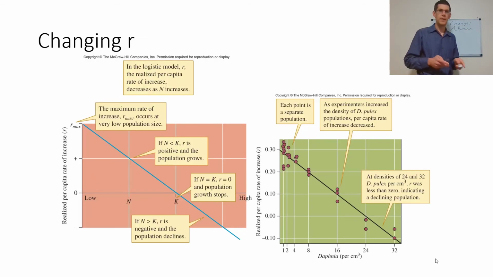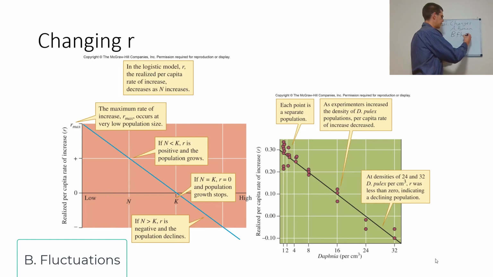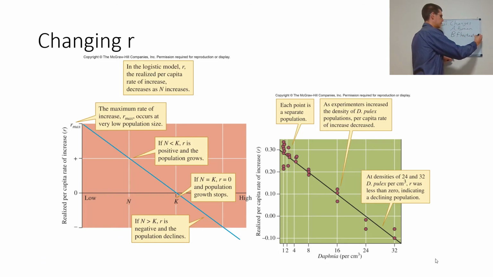So then you can also see fluctuations in R. As the population gets closer to carrying capacity, what happens is R goes down. So that's really the logistic model shown on a line. In very low populations, R max is really maximized, but you get competition for resources and your R max goes down. Get overcrowding, R max goes down.